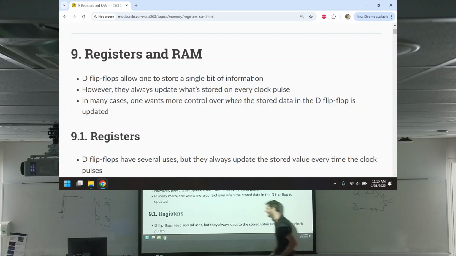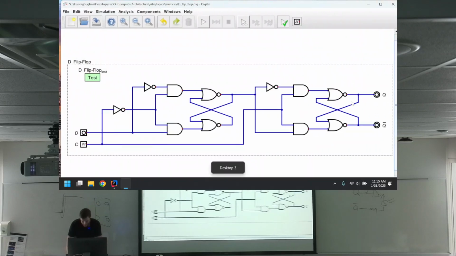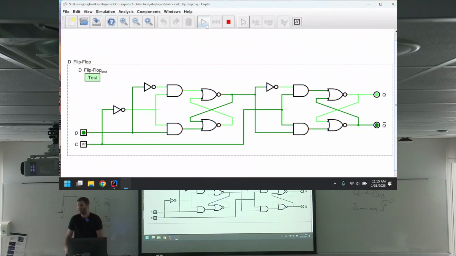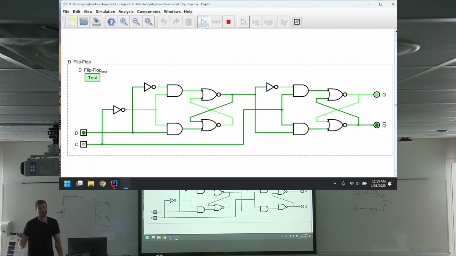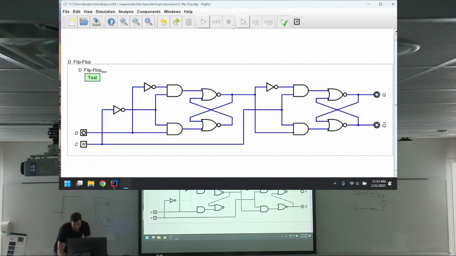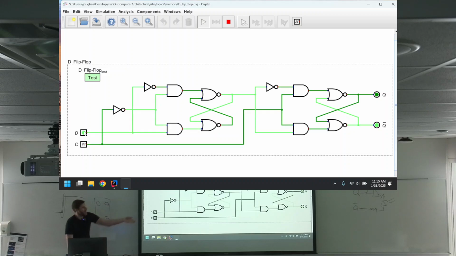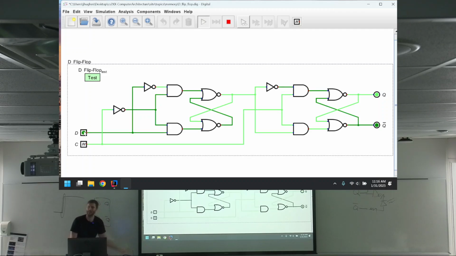At the end of the day, if I go back here, a moment ago we looked at the D latch, not the flip-flop, the latch, which had an enable and a disable. When we disabled it, nothing changed. This one, it's going to change depending on the clock. The clock is always changing, meaning it's still reacting to the value on D.